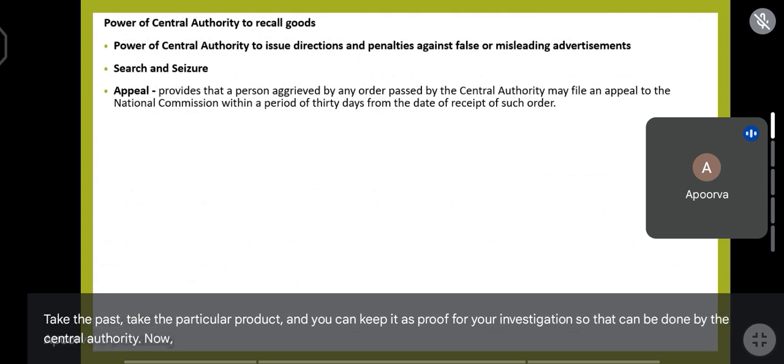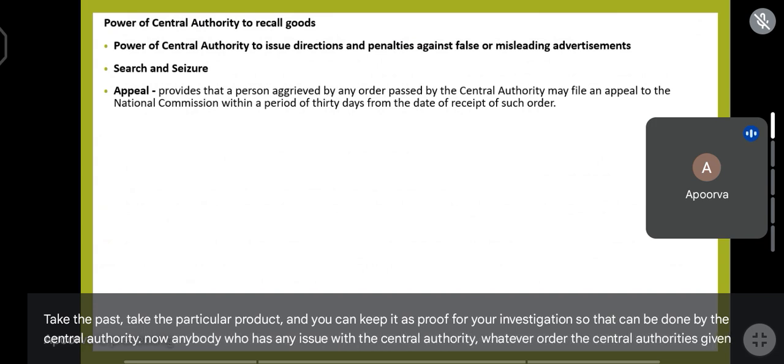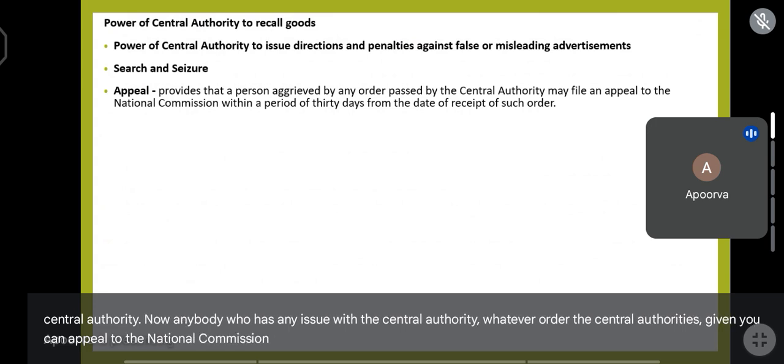Now, anybody who has any issue with the central authority, whatever order the central authority has given, you can appeal to the National Commission within a period of 30 days.